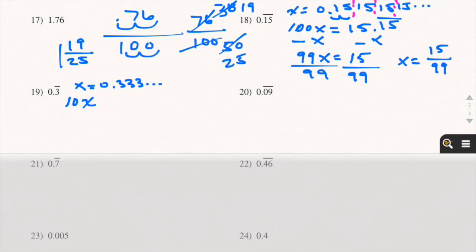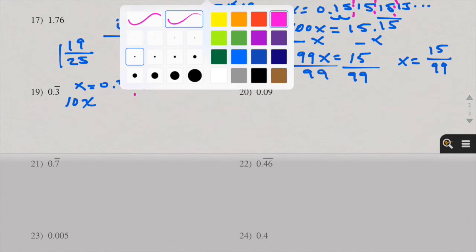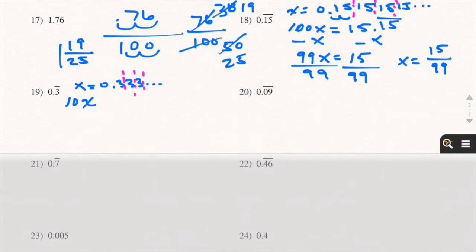And again, let me explain that the way I did on the previous one. Because the repetition is every 1 value, we only do 10. If it was every, for example, 3 values, then it would be 1000x. And like number 18, it was every 2 values, so it was 100x. But in number 19, because it's only 1 value that repeats, we're only doing 10x. So we're going to say 10x equals, and again, we're multiplying x by 10, so because we defined x equals 0.33, we just move the decimal over 1. And this repeats on and on.